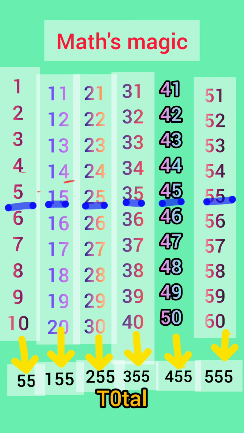Next, the sixth line's middle number is 55. Then write the 5 beside it, and it becomes 555. The total of the sixth line is 555.